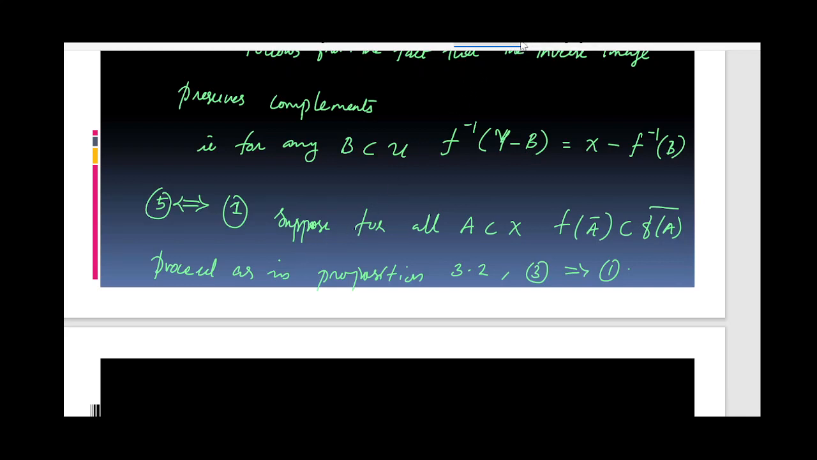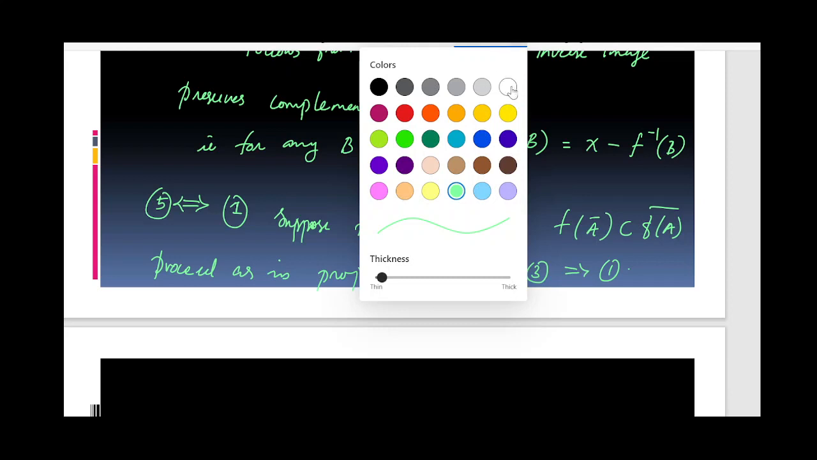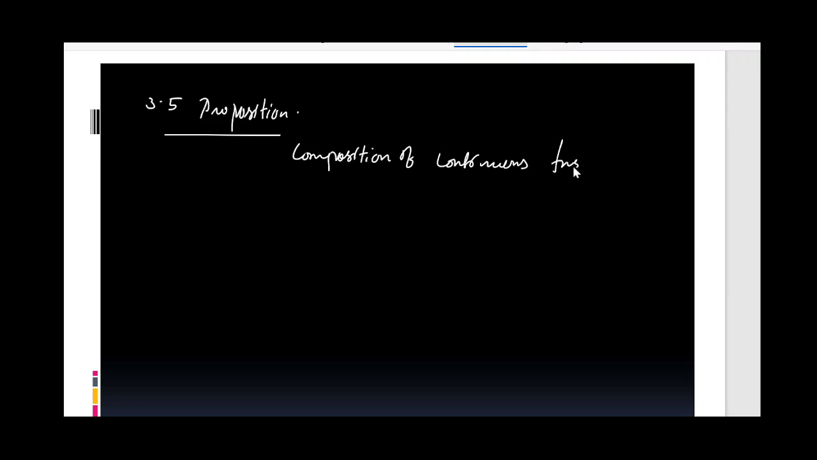Next we are having one more proposition. 3.5 proposition. Composition of continuous functions are continuous. Composition of continuous functions are continuous.